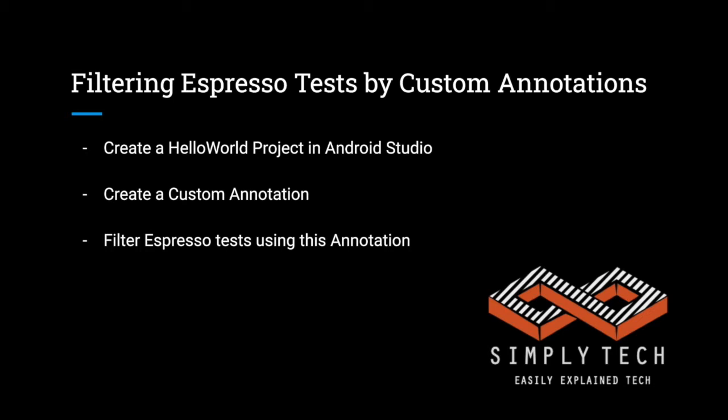In this tutorial, we will see how you can filter Espresso tests using custom annotations. We'll create a Hello World project in Android Studio. We'll create a custom annotation in Kotlin, and we'll finally see how you can use that custom annotation in order to filter the Espresso test.